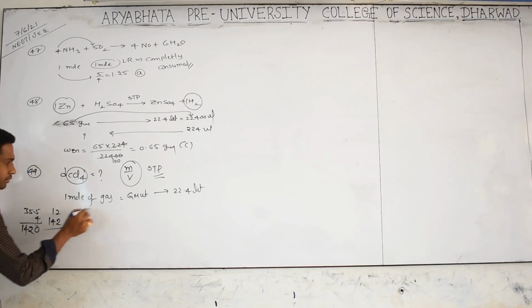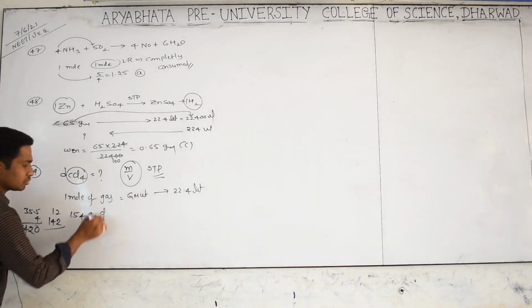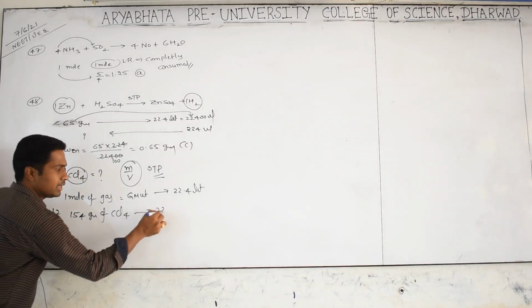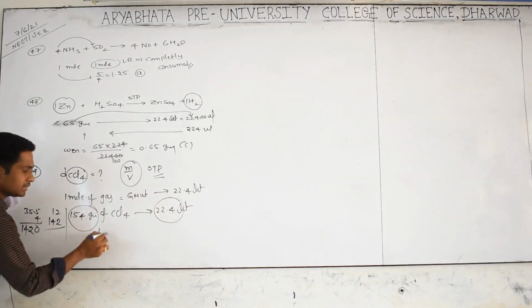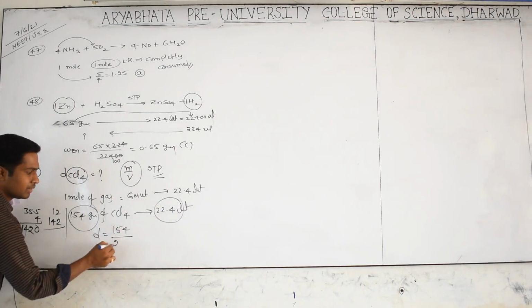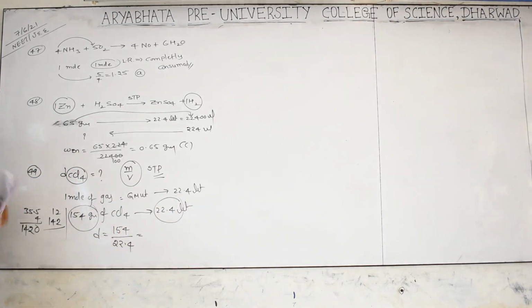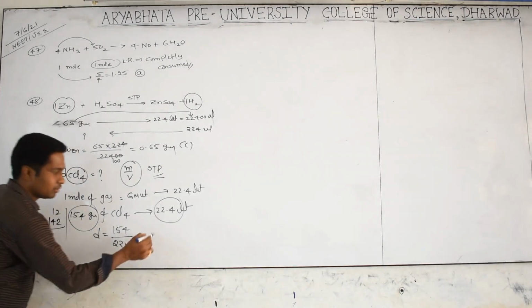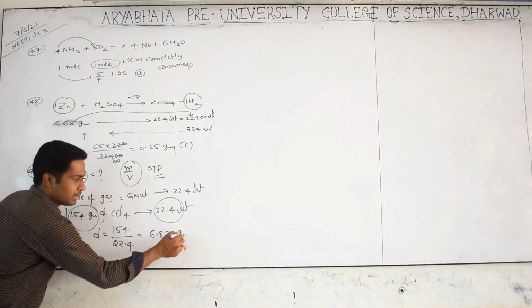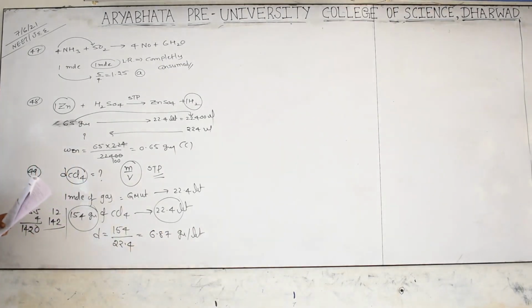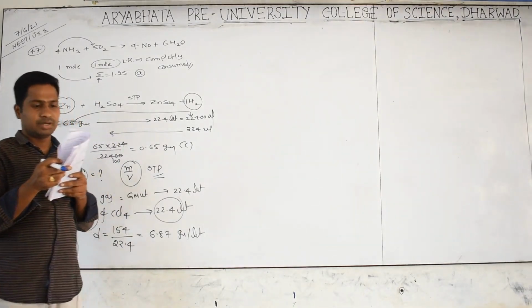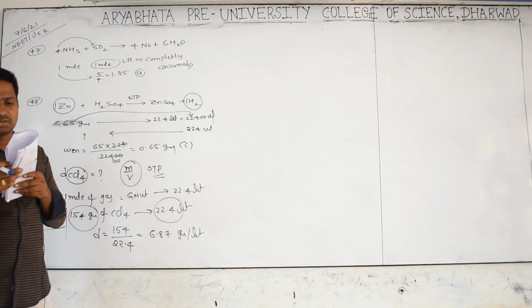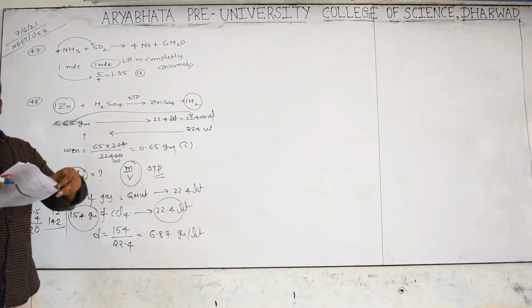So 154 grams of CCl4 occupies 22.4 liters. Mass is there, volume is there, so can we get the density? It is 154 by 22.4. The answer is around 7 point something, so we get 6.87 grams per liter. Density is nothing but grams per liter. All of you understood? It's a very important thing.